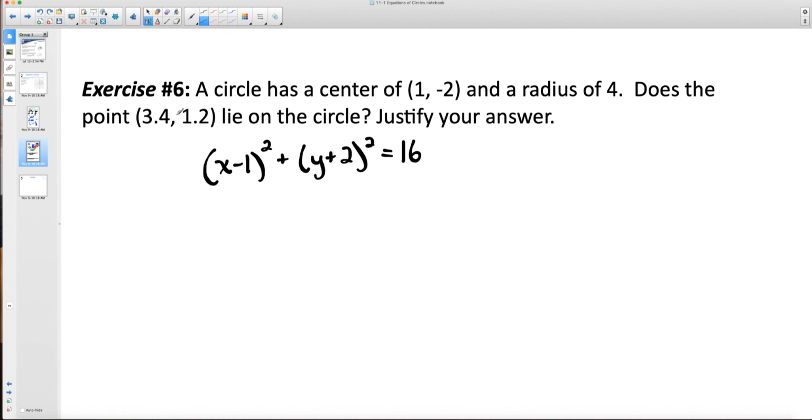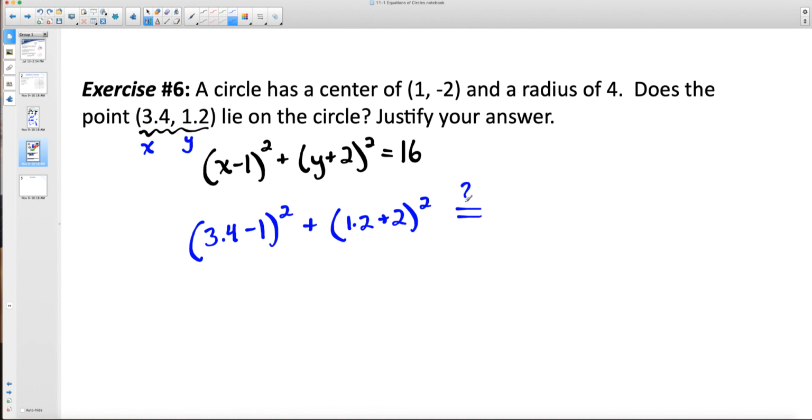So basically, if we substitute in these values for x and y, it needs to equal 16. If it doesn't equal 16, then this point must not lie on the circle. All of our points need to come out to give us 16. So let's go ahead and see. So 3.4 minus 1 squared plus 1.2 plus 2 squared, does that equal 16? So at this point we're going to go to our calculator and check it out.